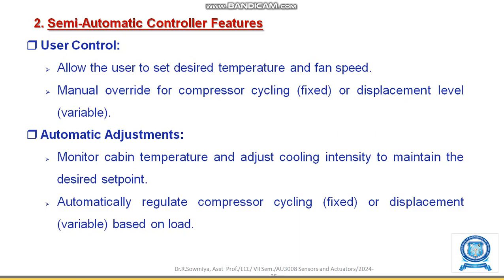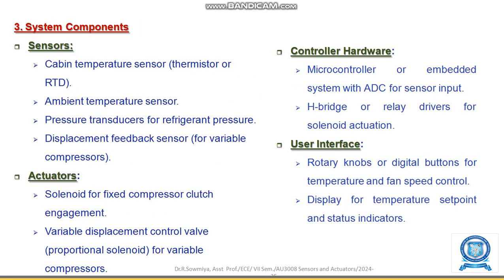Semi-automatic controller features allow the users to set the desired temperature and fan speed, with manual override for compressor cycling or displacement level. Next, automatic adjustment: monitor cabin temperature and adjust the cooling intensity to maintain the desired set point, automatically regulating the compressor cycling or displacement based on the load.